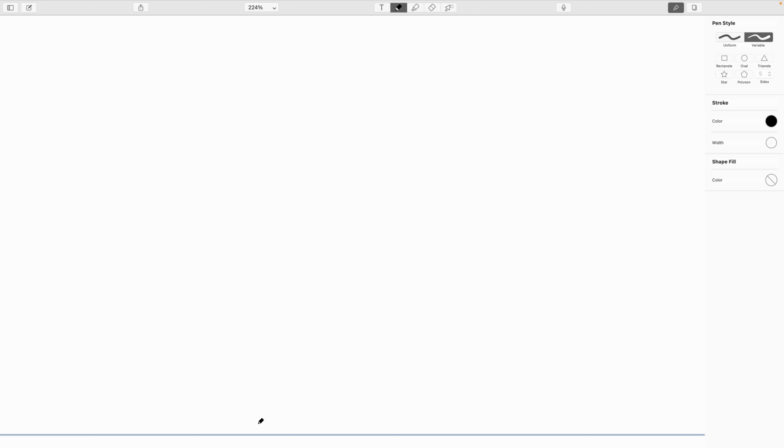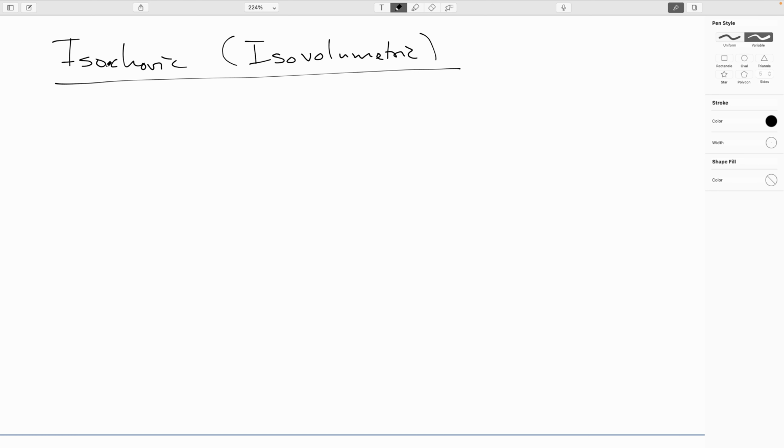All right. Let's take a look at another example. We can look at an isochoric process, or a lot of books will call this isovolumetric, which is probably a more useful name. So remember, with any of our iso processes, the iso prefix means the same. The same what? The same volume. So this is a process where the volume doesn't change.